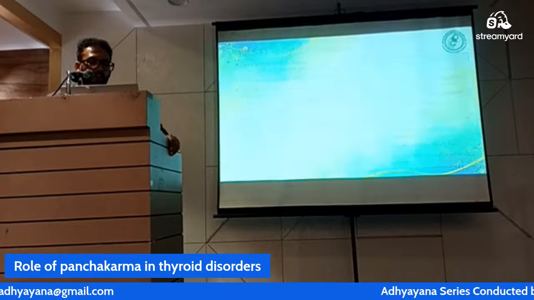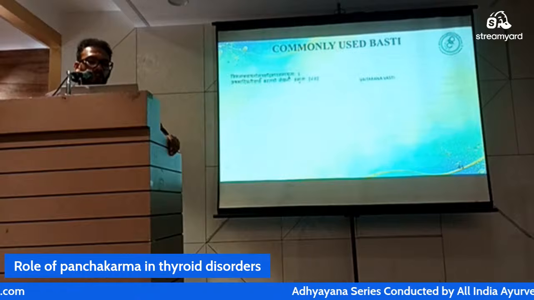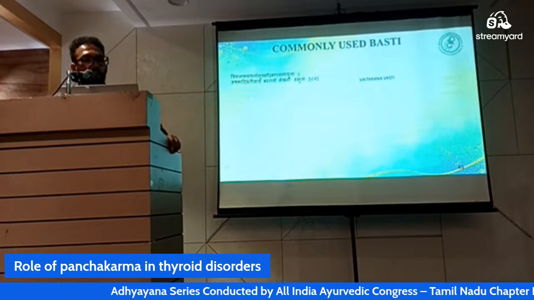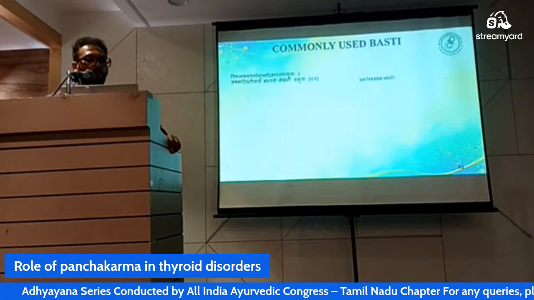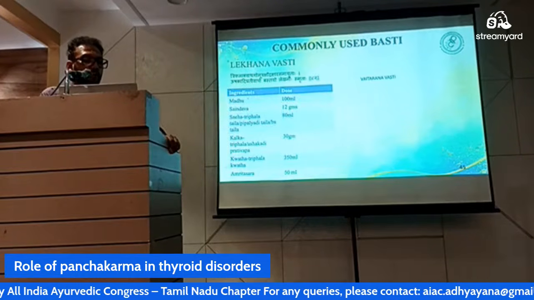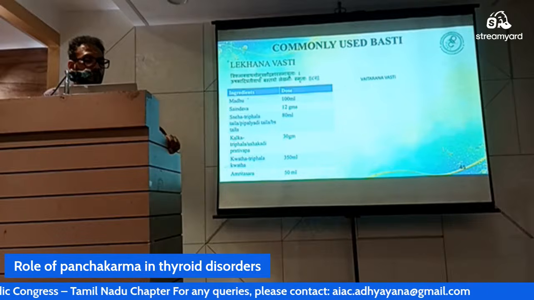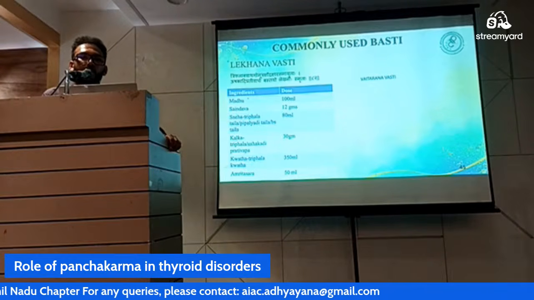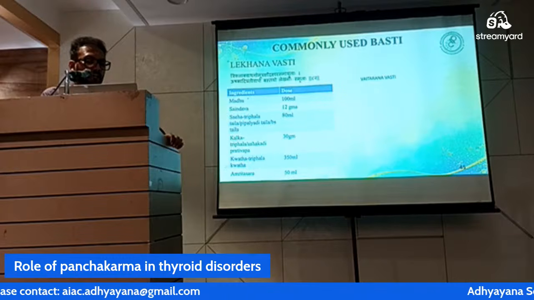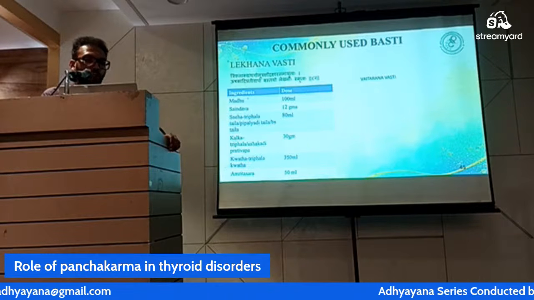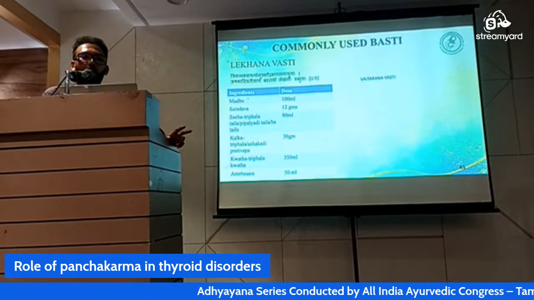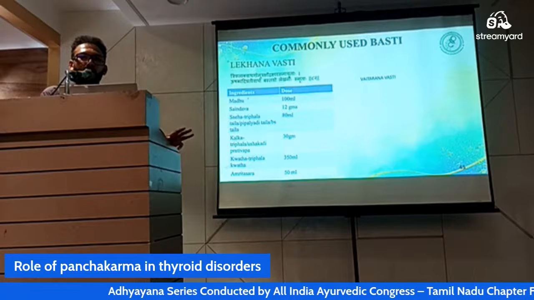Commonly used Bastis, first is Tripala Kvatha, Gomutra, Shaudra, Saindhava Samayuta, Ushakadi Prativapascha, Lekhana Basti Lekhanaspirita, told in Sushruta Chikitsa 38th chapter, which is Lekhana Basti. Here the dosage of Madhu is 100 ml, Saindhava 12 grams, Sneha can be Tripala Taila, Pippalyadi Taila or Brihat Saindhava Taila, Kalka as Tripala, and Ushakadi Gana, as you know, contains two types of Kasisa and Shilajatu.